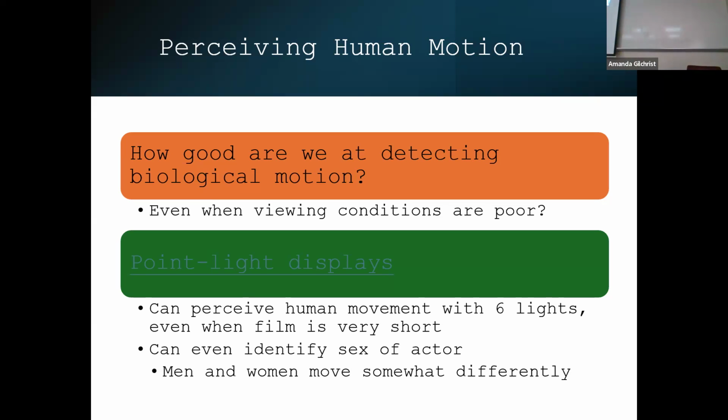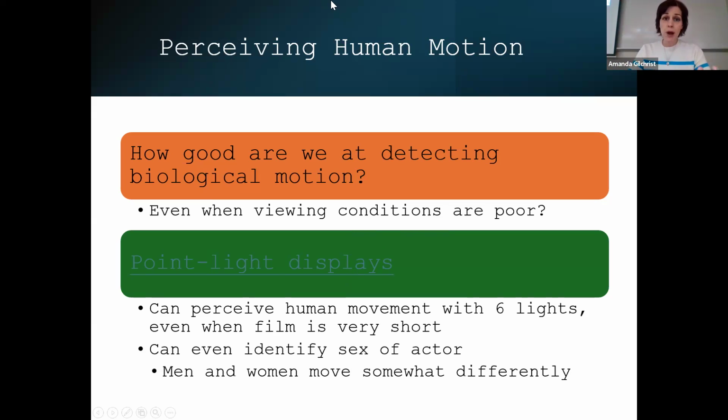So obviously, if you're watching somebody walk around, you will get a very clear view of biological motion. The shoulders will sway a certain way. The hips will move a certain way, the legs will move a certain way. But we're talking about poorer viewing conditions. So with point light displays, we only highlight very specific points of light. And in particular, we only have 6 different lights that are available.